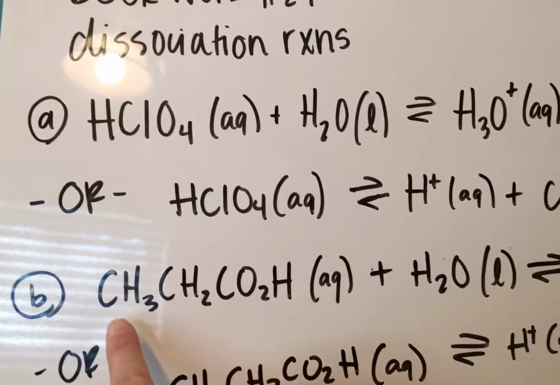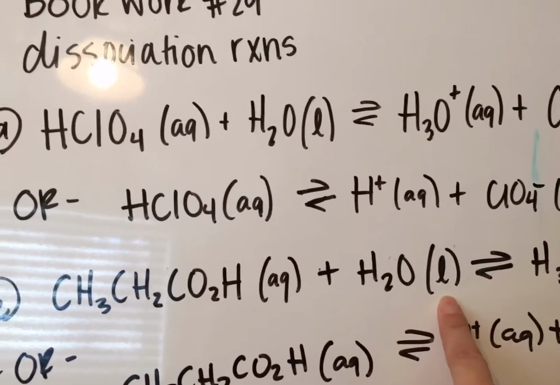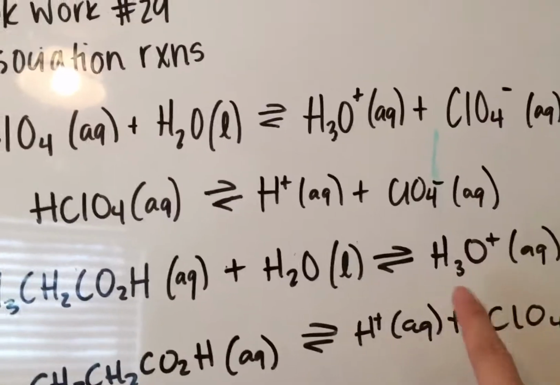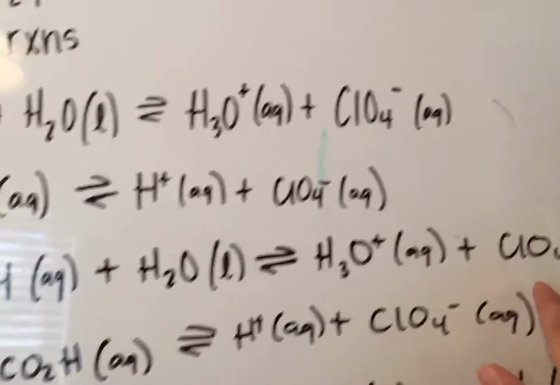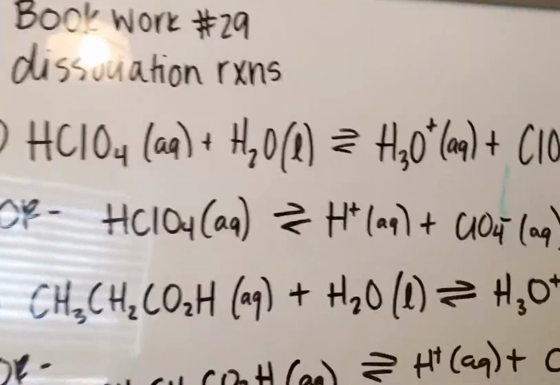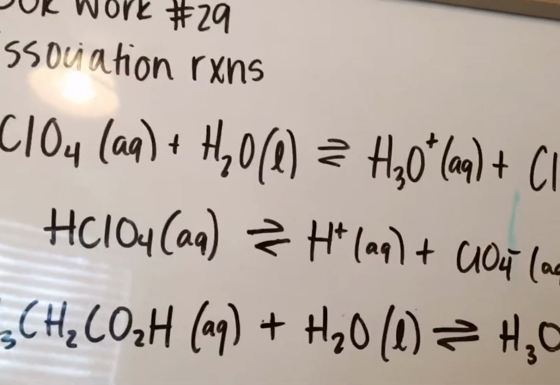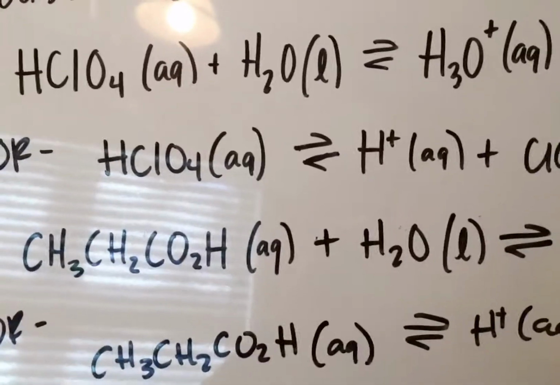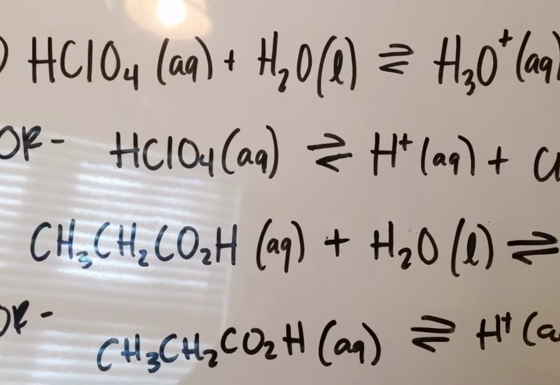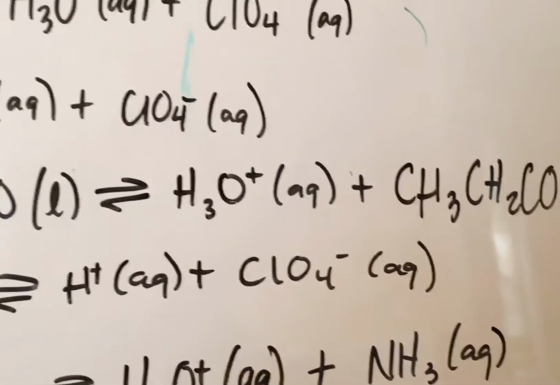Okay, so this compound plus water. Remember, water is always a pure liquid. We're going to remove an H from here, which means this one's behaving as an acid. We're going to form H3O plus, our hydronium ion. And we are going to put, that's not supposed to be ClO4 negative. That's not right. Let's fix that. Sorry about that. That should be CH3CH2CO2 negative aqueous. Right answer there. So that's what we should be looking at.